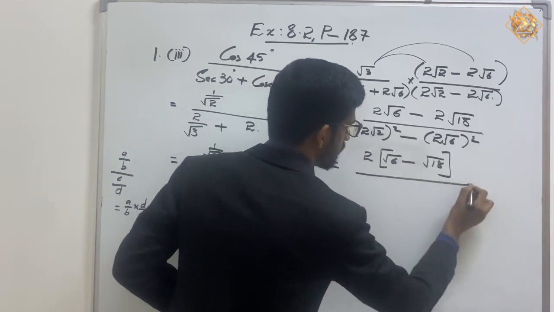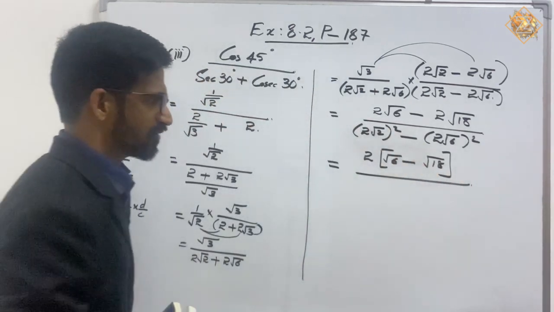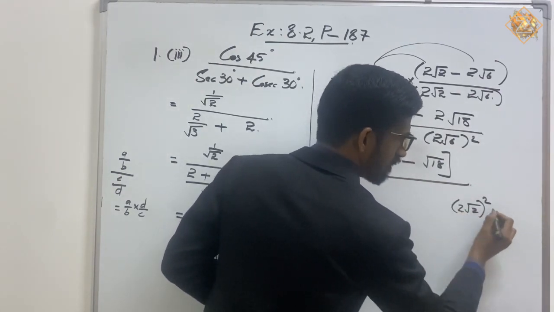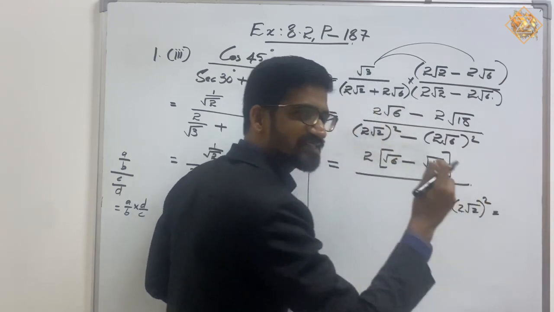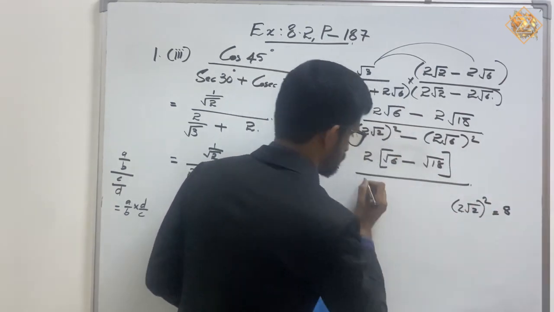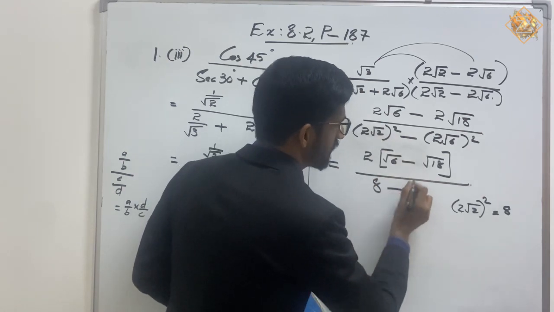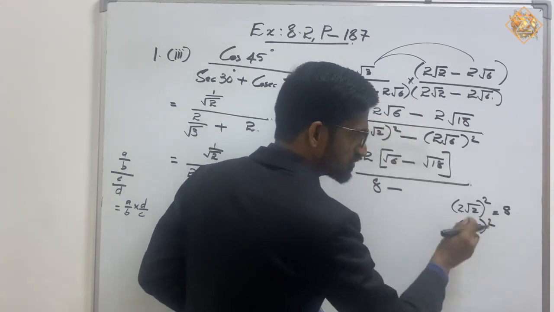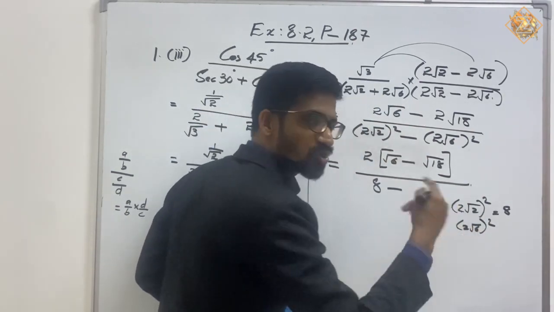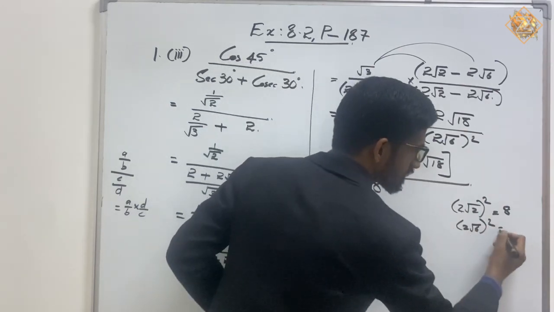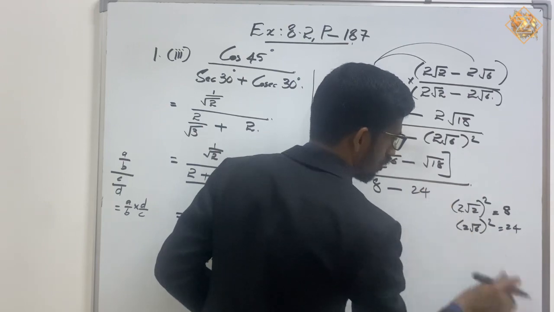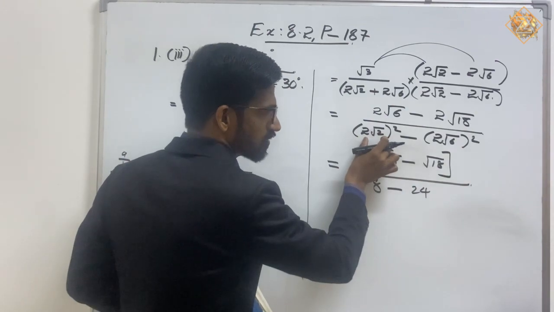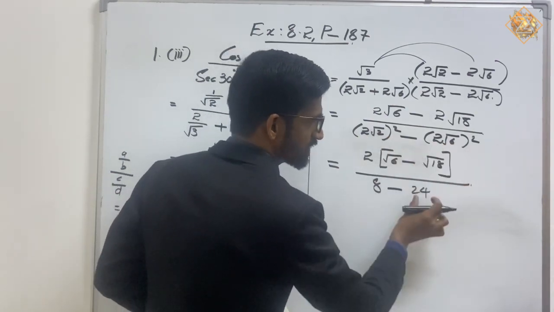Okay students, now 2 root 2 whole square, what is that? 2 square, that is 4. 2 square is 4, root 2 square is 2. So 4 into 2 is 8. So 2 root 2 square we got 8, minus 2 root 6 whole square. 2 root 6 square, that is what? 2 square is 4, root 6 square is 6. So 4 into 6 is 24. Hope it is clear. Okay, so we got 2 root 2 square is 8 and 2 root 6 square is 24.